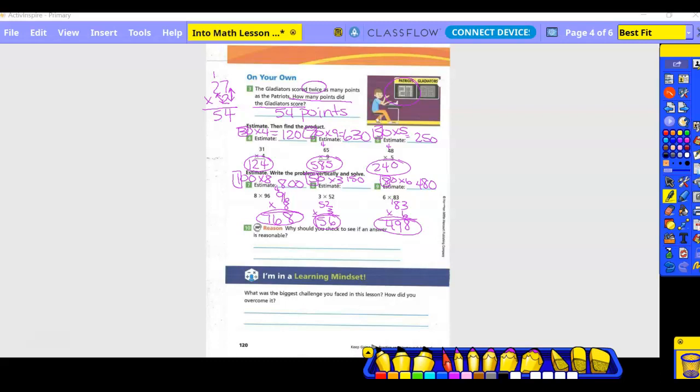Number 10, reason. Why should you check to see if an answer is reasonable? So why would we estimate and why would we get an actual answer? Well, yes, and we're asking you to do that. But if you were to estimate, does that tell you that maybe you probably got the right answer? Yes. Okay. So if they're close, that lets you know that you probably did your work correctly.